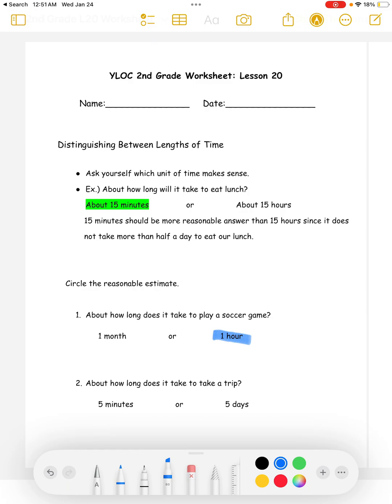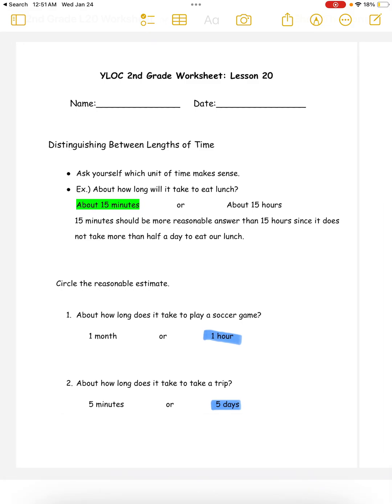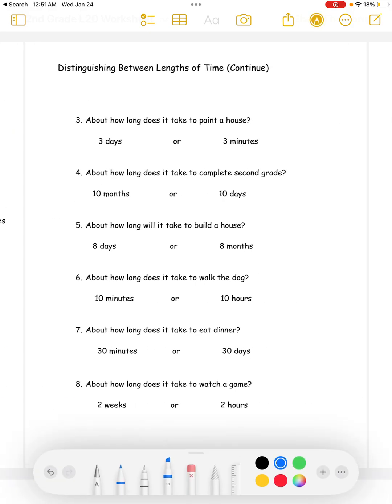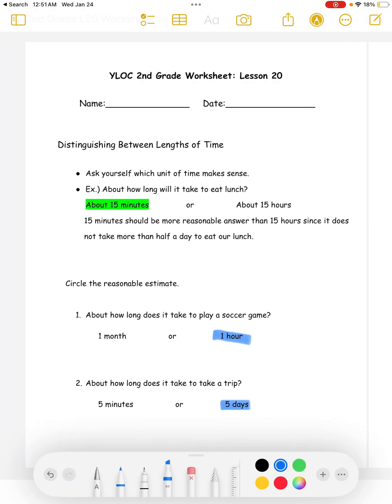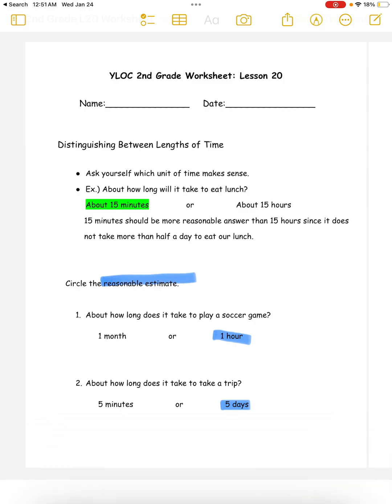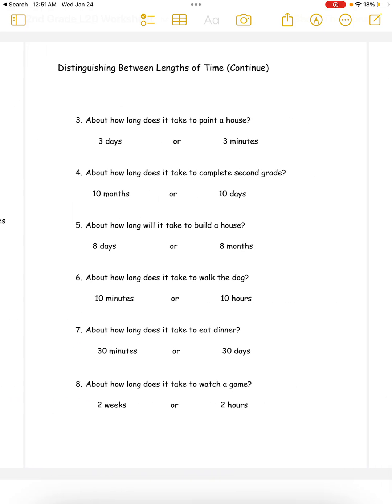Next, question number 2. It says, about how long does it take to take a trip? 5 minutes or 5 days? Our answer should be 5 days because you wouldn't be on a trip for 5 minutes. And it just continues, make a reasonable estimate like it says right here. Same thing on page 2.